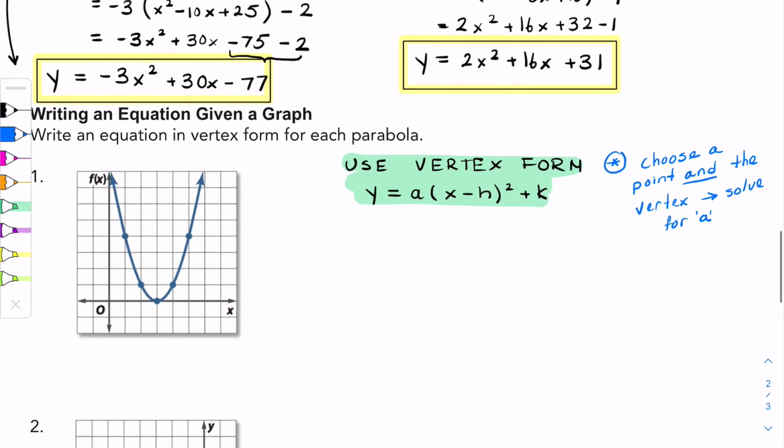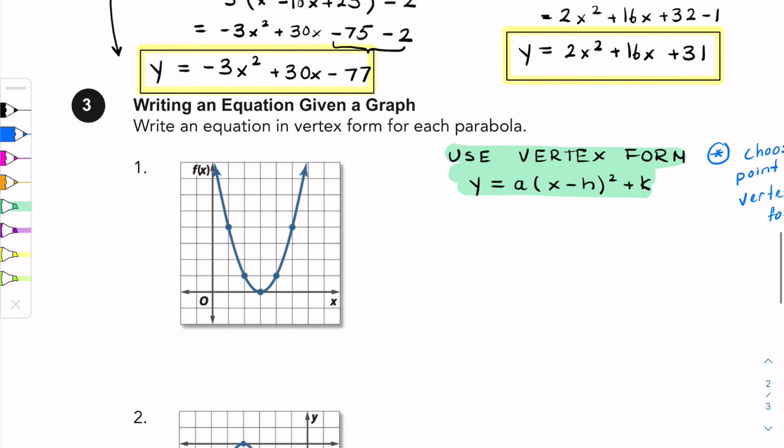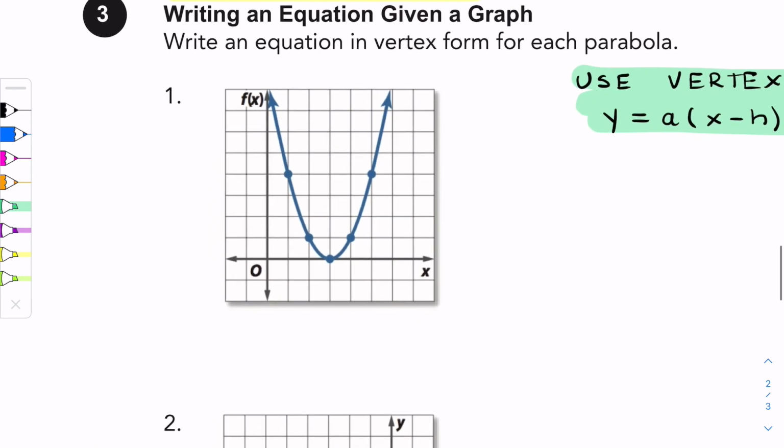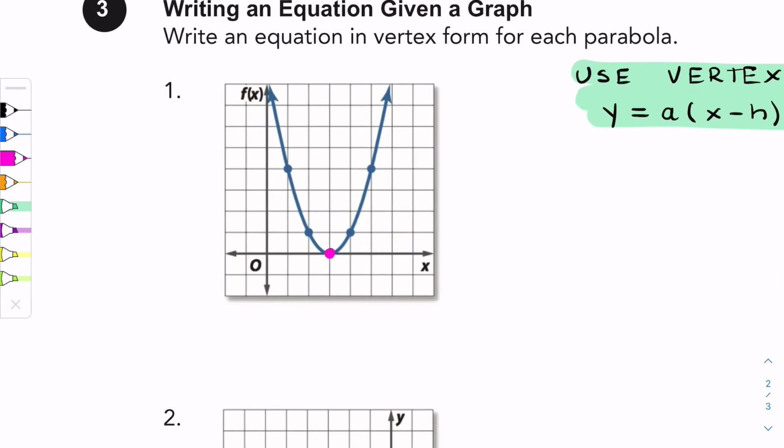All right, so my directions say to choose a point and the vertex, and you're going to solve for a. So recall that the vertex is h comma k. If that's the case, and I pick my vertex, there's only one vertex. And in this example, that vertex is at 3 comma 0. I know that the 3 value is my h and the 0 value is my k.